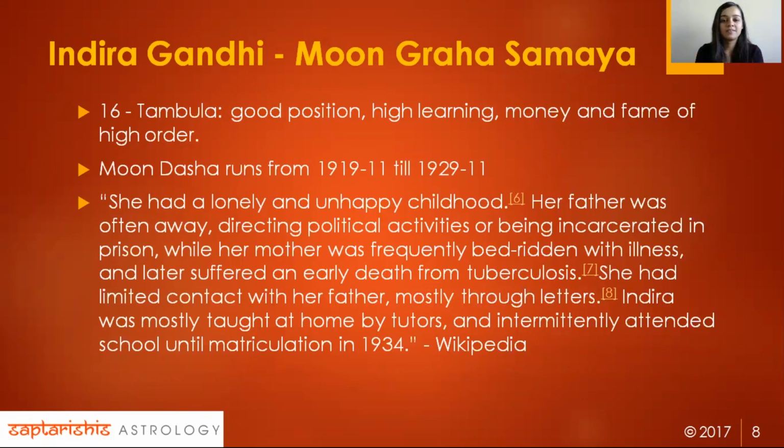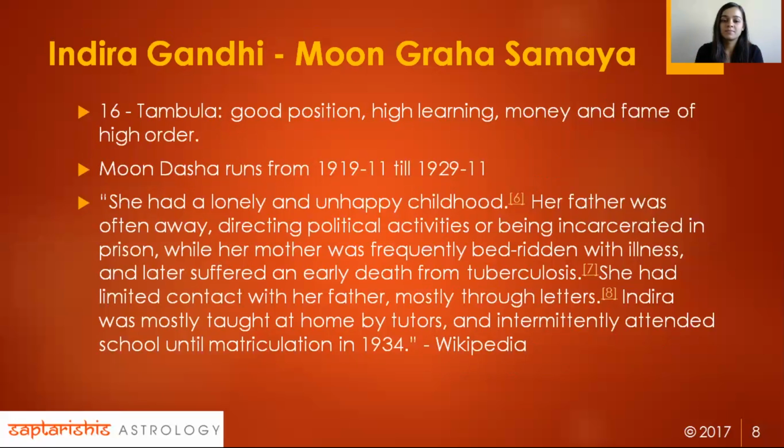And then we also know that Moon Dasha for Indira Gandhi ran between November of 1919 and November of 1929. During this time, she had a very lonely and unhappy childhood. Her father was often away, directing political activities or being incarcerated in prison, while her mother was frequently bedridden with illness and later suffered an early death from tuberculosis. She had limited contact with her father, mostly through letters. Indira was mostly taught at home by tutors and intermittently attended school until matriculation in 1934.